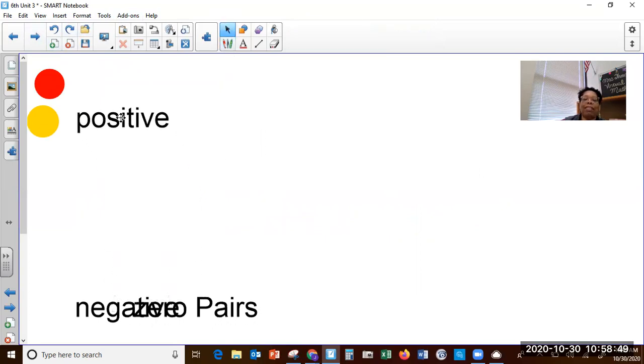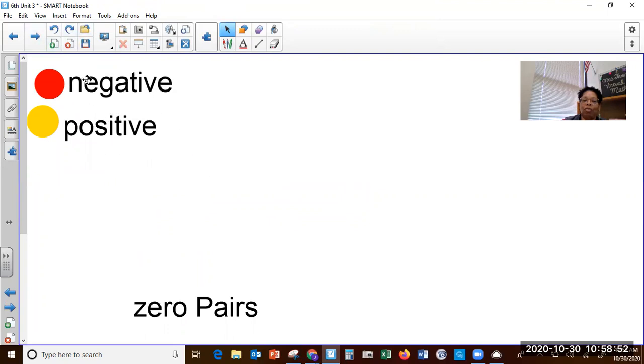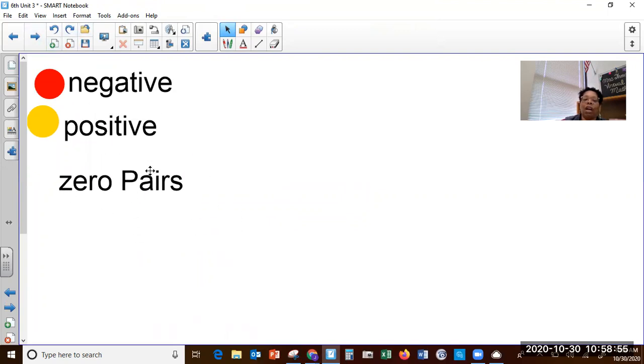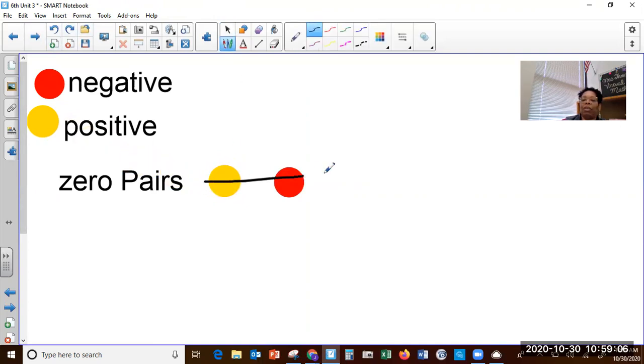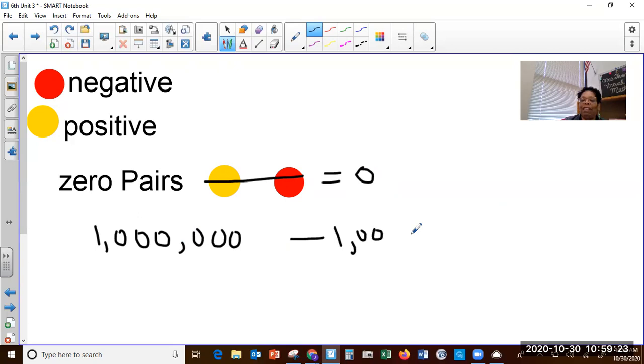So don't forget that this yellow is positive, the red is negative, and when we're talking about a zero pair, we're talking about a number, any number and its opposite. Any number and its opposite cancels each other out and is equal to zero. Give me a number. Okay, a million. A million was the opposite of 1 million. That's right, negative a million. And if I add a million and negative million together, it's going to be equal to zero.